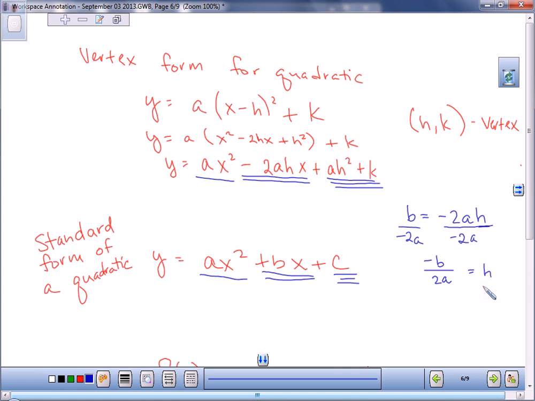So when I give you an equation in standard form, if you wanted to graph it quickly, if you wanted to find what the x value at the vertex was, all you'd have to do is take this b, the coefficient of your x, do the opposite of it, and divide by 2 times the coefficient of your square term.